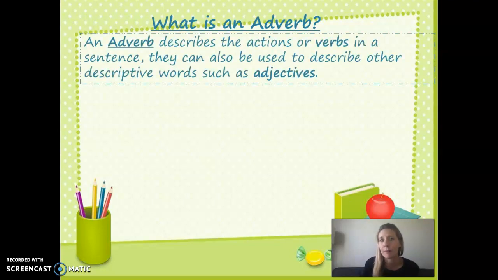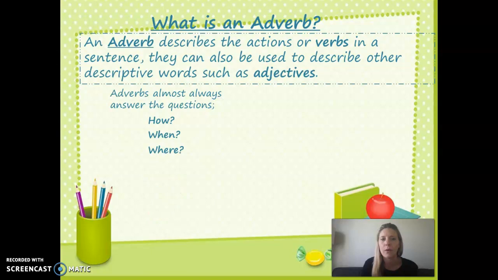Remember, a verb is an action word, something that tells what someone is doing. An adverb describes the actions or verbs in a sentence. They can also be used to describe other descriptive words, such as adjectives. Adverbs almost always answer the questions how, when, where, how often, and in what way. Let's take a look at some examples.